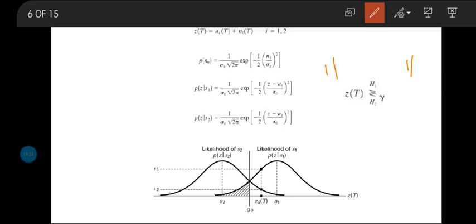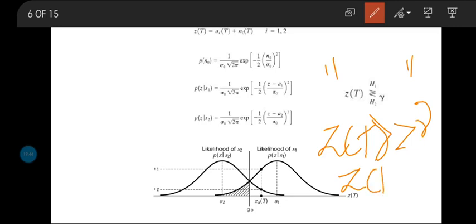The inequality relationship indicates that hypothesis 1 is chosen if z of t is greater than your gamma value, and hypothesis 2 is chosen if z of t is less than your gamma value. So this is how the choosing of the hypothesis 1 or 2, or a binary value 1 or 0, is chosen on this particular kind of decisions.